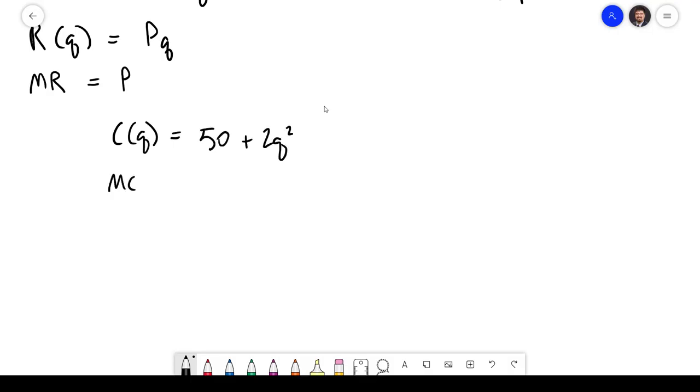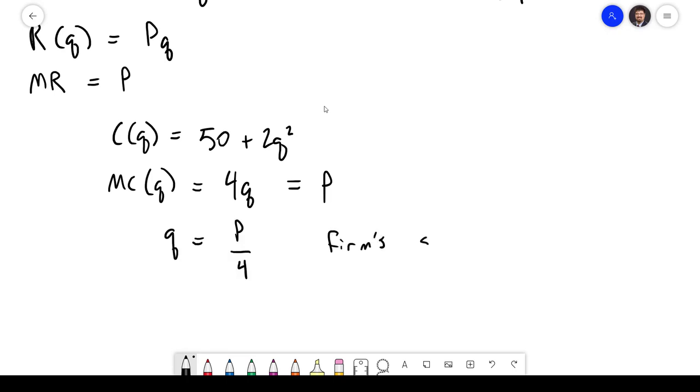To find the marginal cost, we're going to take the derivative of C of Q. The derivative of 50 is 0, and the derivative of 2Q squared, using the power rule, will be 4Q. To maximize profit, we set this equal to price. If I now divide both sides by 4, I get Q equals P over 4. This is the firm's supply function. Formally, I'm going to write this as Qs of P, since it is now a function of P, equals P over 4.